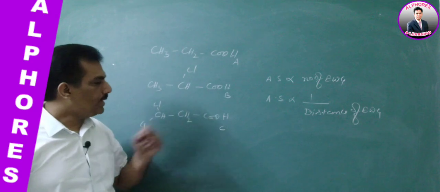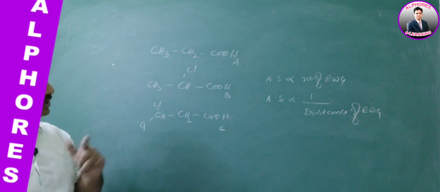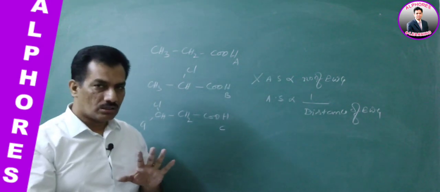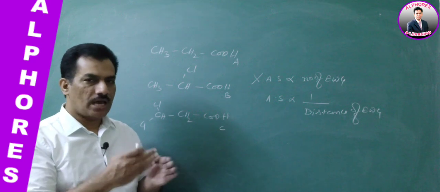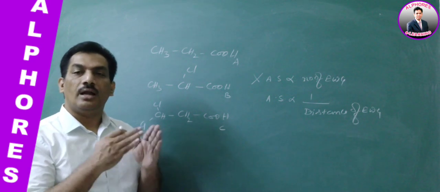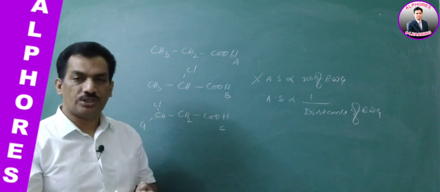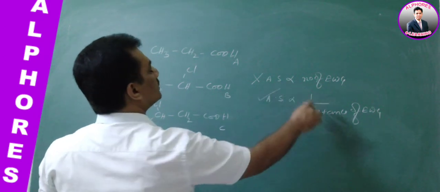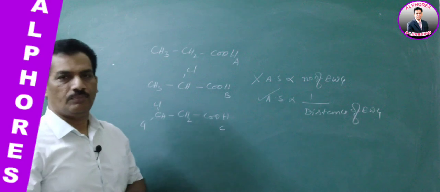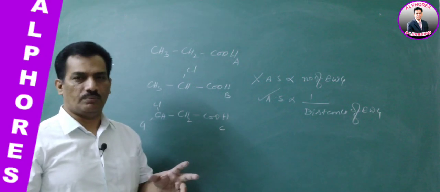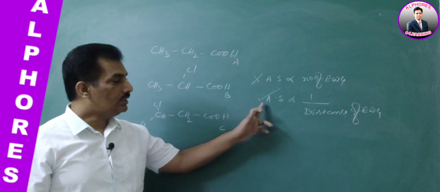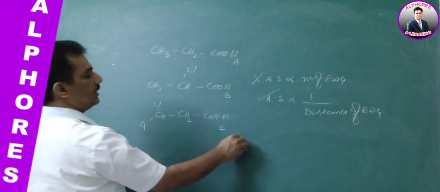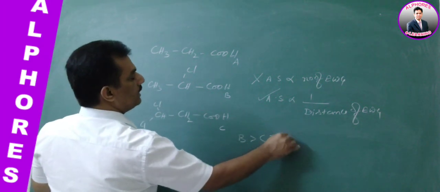Clear? And when we are comparing all these three, how to consider? Just remember, number is not taking priority. When there is a dilemma, when there is a competition between the number of withdrawing groups and the distance, remember, my dear students, it is always the distance factor that is prominent, that is given priority. The distance should be given priority. That means of these two, this is more acidic. B is more acidic than C, which is more acidic than A.